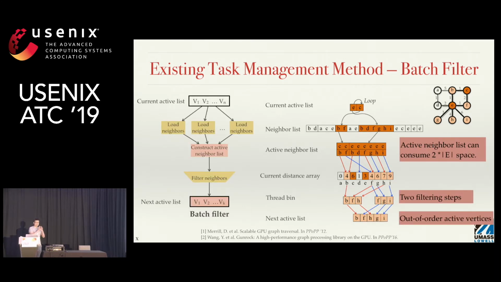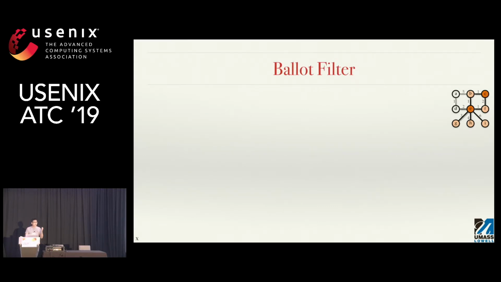So we have a couple of vertices, and then we load neighbors to construct an active neighbor list on the left side, and then we do filter neighbors, and we get the active vertices. Those pink ones, or the brown ones, mean you have a problem over there. So then we propose ballot filter, which some people have also been using for their own work. How does it work?